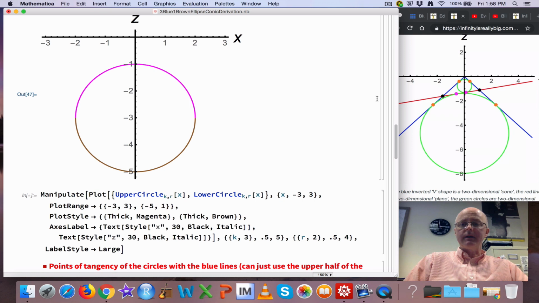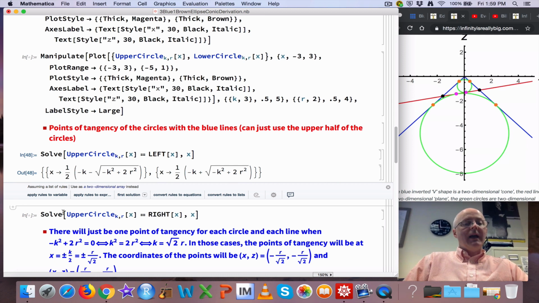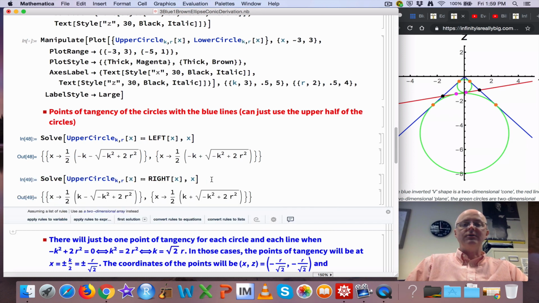And I can make and manipulate as well. I think I won't bother entering that. But what I'm after now is where are those points of tangency? So what am I doing here? I'm using Mathematica's Solve command, which does algebra. Set the upper semicircle of an arbitrary semicircle centered at 0, -k and of radius r equal to the left-hand blue line, which has equation z equals x. Get two answers. And also solve where an upper semicircle for an arbitrary such circle equals the right side of the blue graph, which is the line z equals -x, and get two slightly different answers.